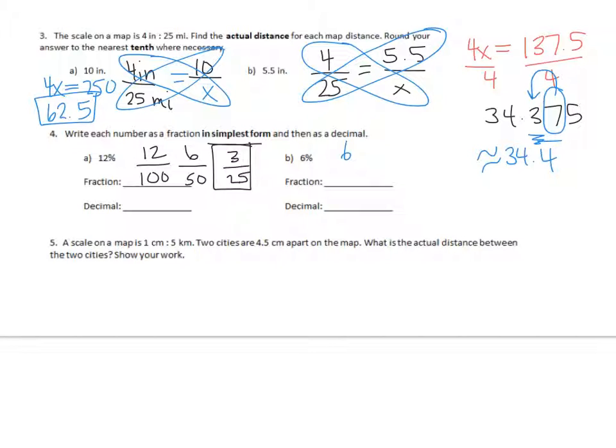6% is 6 out of 100. Divide by 2 and I get 3 out of 50. That's the answer. A decimal for a percent is move the decimal over twice. So it's 0.12. So if the decimal's right here, I move it over once, twice, I need to fill in that 0. So it's 0.06.